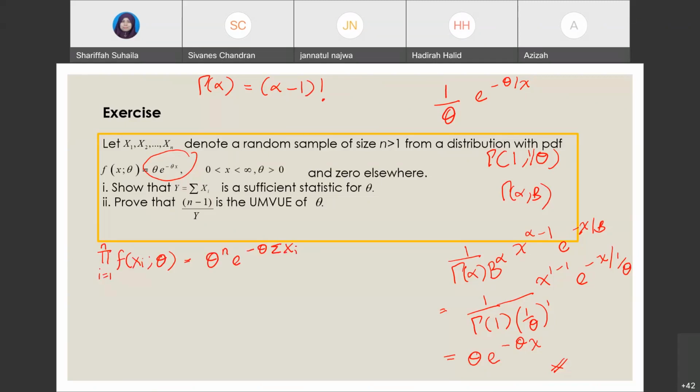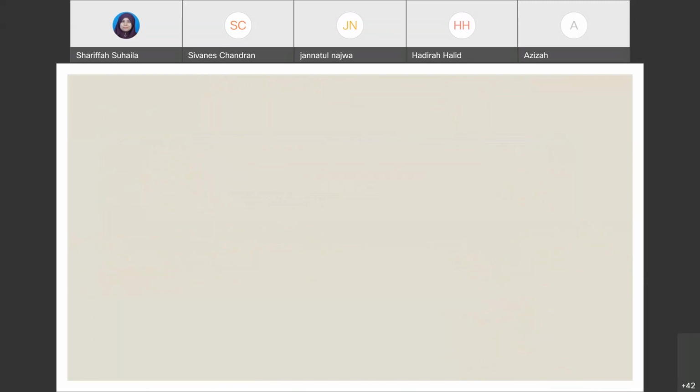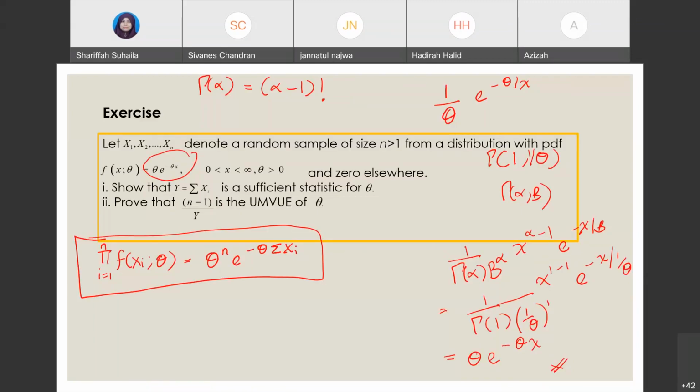I have already simplified it. If you are not sure, expand the likelihood function first, and then you can simplify it. It is theta to the power n, exponential negative theta summation xi. Your answer depends on how you simplify. If your simplification here is wrong, it will affect all the results. So make sure you know how to simplify your likelihood function.